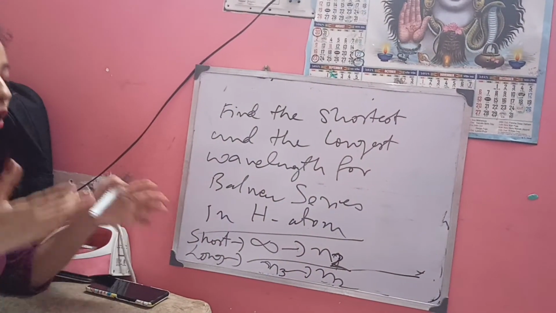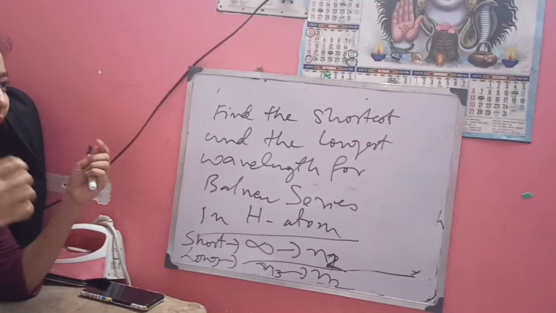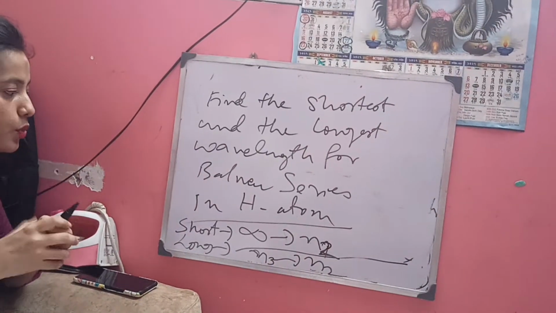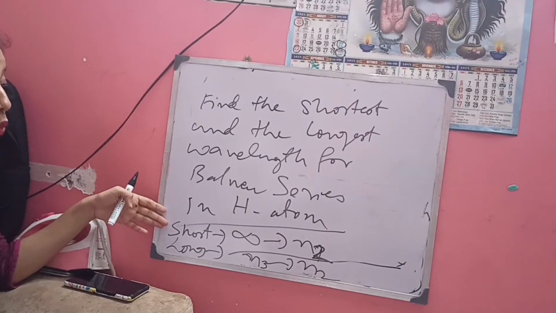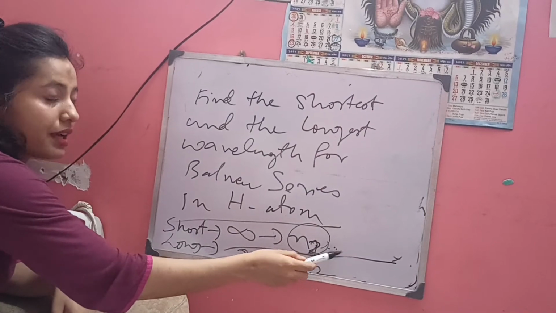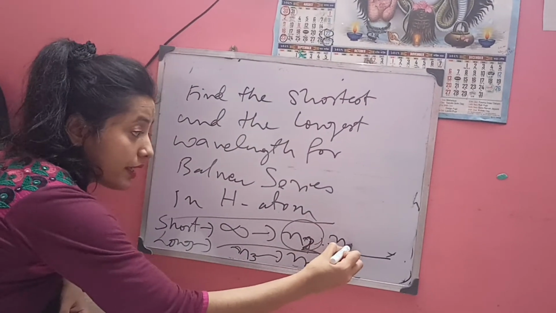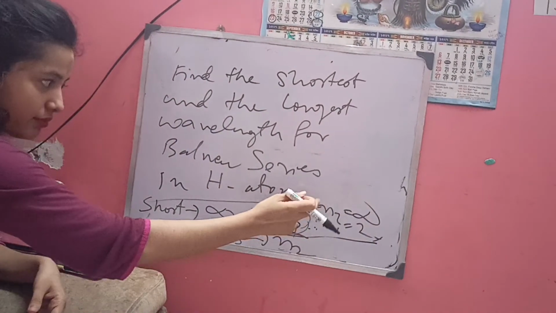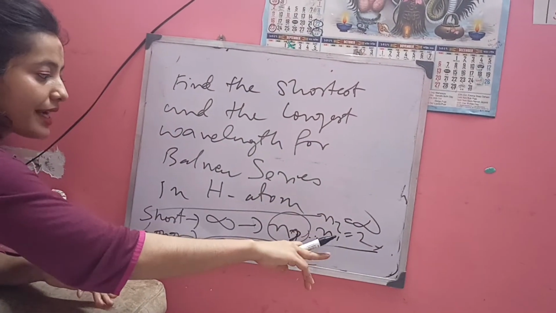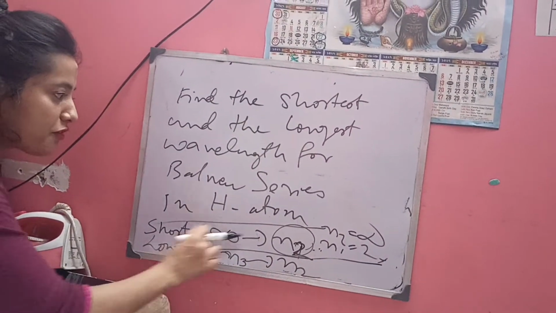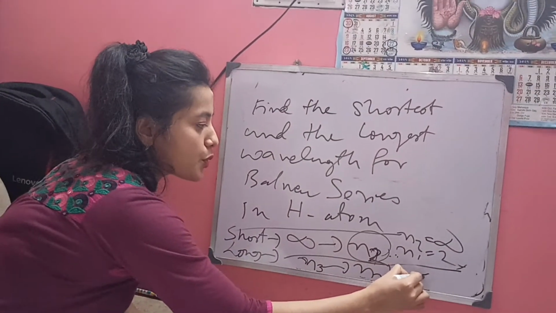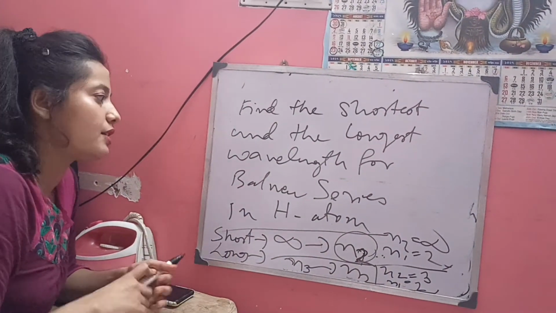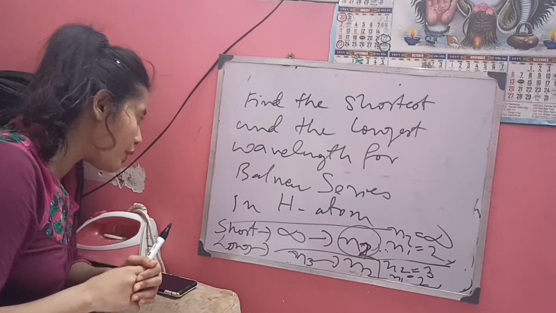You use the formula. The formula is 1 by lambda equals R times (1 by N1 square minus 1 by N2 square). In this case, N1 would be equal to 2, and N2 would be equal to infinity, as the electron falls from infinity to the second energy level. And to find the longest wavelength, N2 would be equal to 3 and N1 would be equal to 2. So just use the formula and do the sum. Alright, thank you.